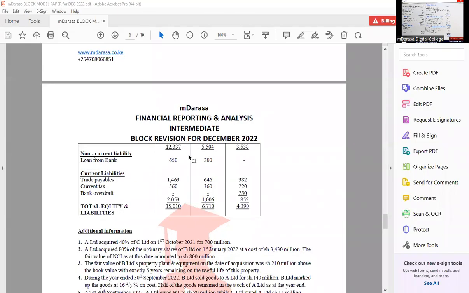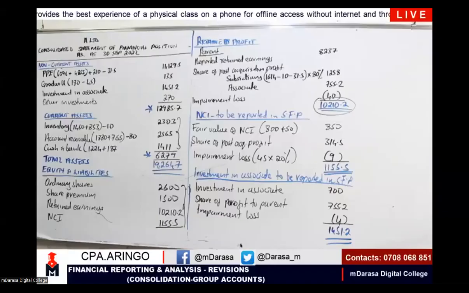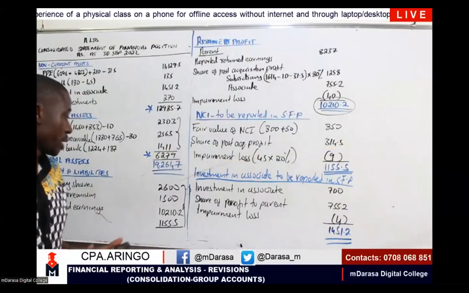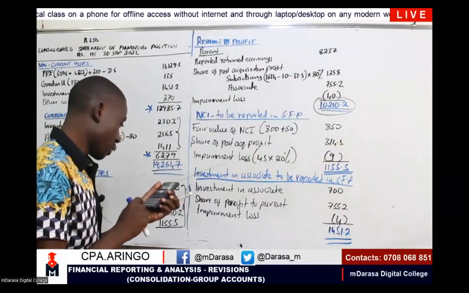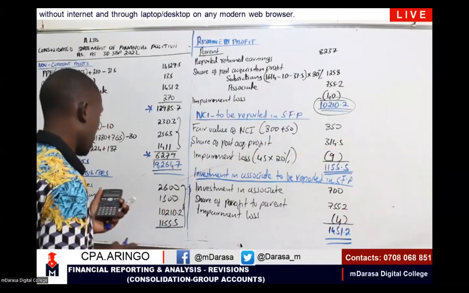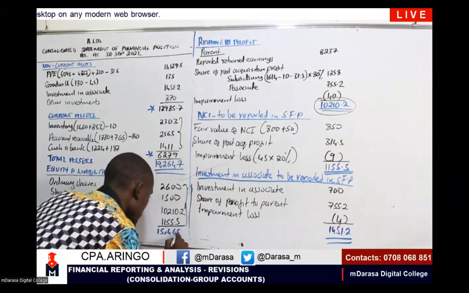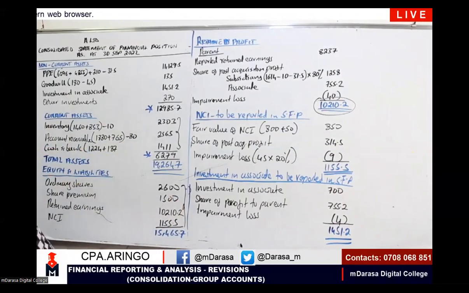In that case, I was given a figure of how much for ordinary shares? $2,600 and share premium $1,500, right? $2,600 and $1,500. So my total equity, how much is our total equity? A matter of copying and pasting. Total equity here. My total equity confidently, we have 2,600 plus 1,500 plus 10 to 10.2 plus 1,155.5. In this case, I can see I'm having 15,465.7.